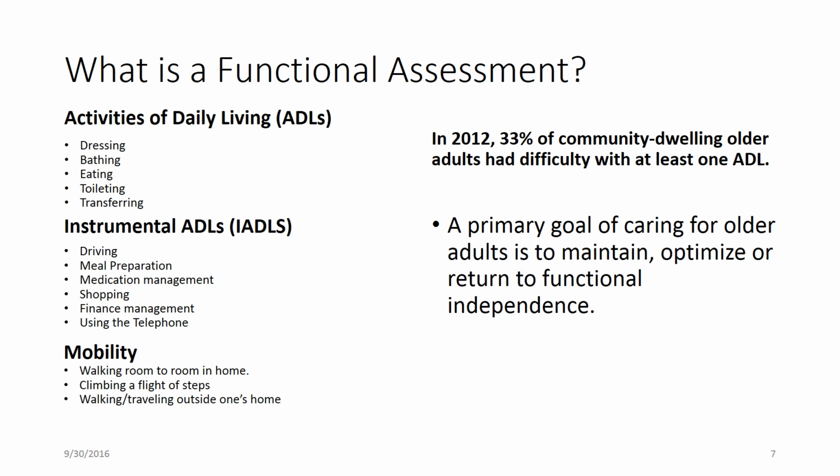When completing a functional assessment, we're looking at the ability of an individual to manage their daily care needs, their ability to complete ADLs or activities of daily living, which is their ability to do basic self-care activities such as dressing and bathing, or IADLs, the instrumental activities of daily living, such as meal preparation, shopping, and financial management. The other area is mobility, how well the person can get around in their home or move up and down stairs, and are they able to walk or travel outside of the home safely.